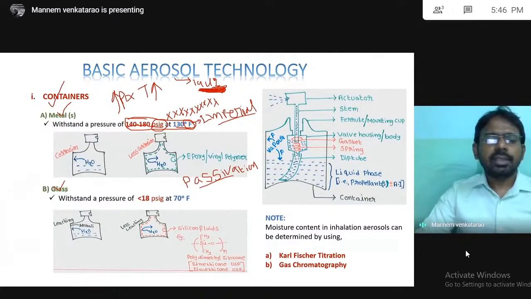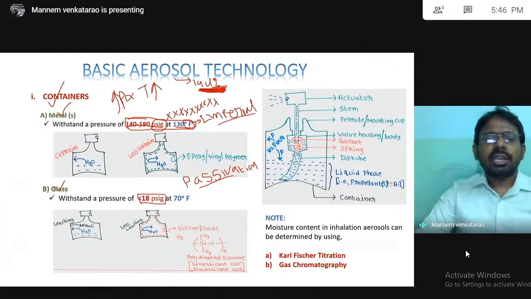Second one is glass. Glass withstands a pressure of just less than 18 pounds per square inch gauge. It cannot withstand higher pressure, because if we increase the pressure, the glass will burst, thereby causing environmental hazards. So how much pressure is standard for glass?